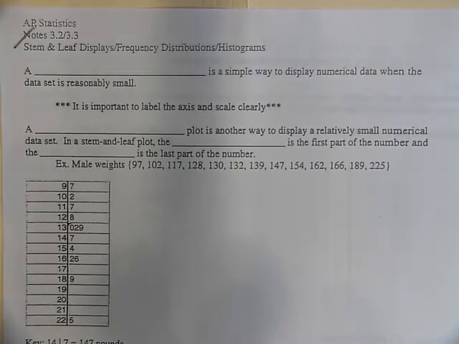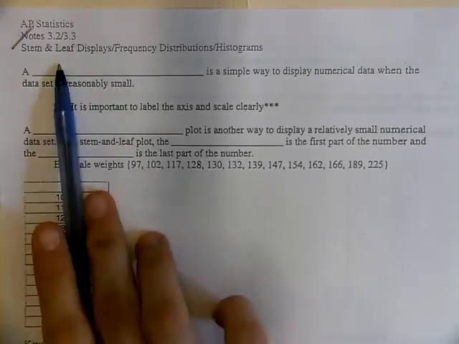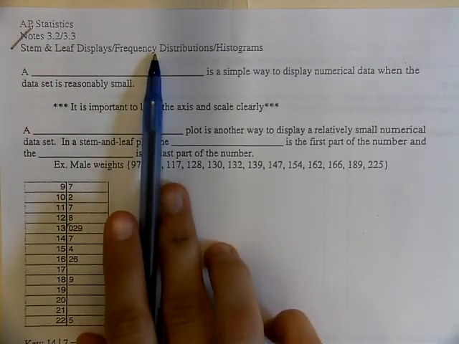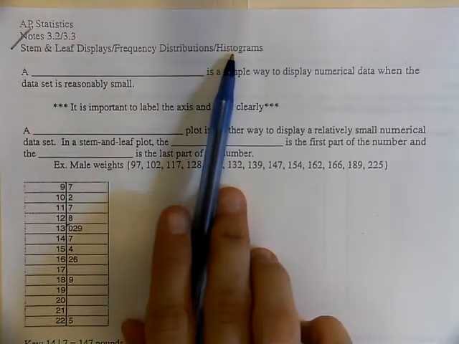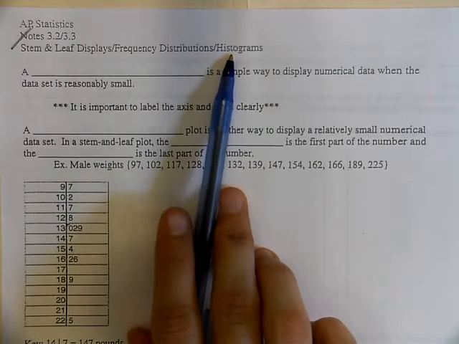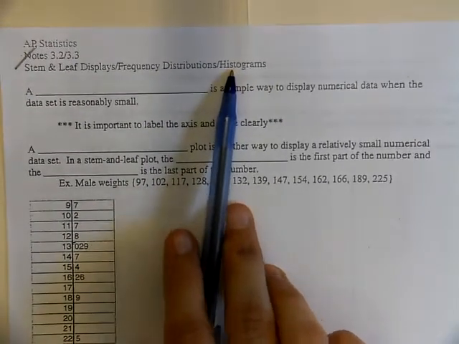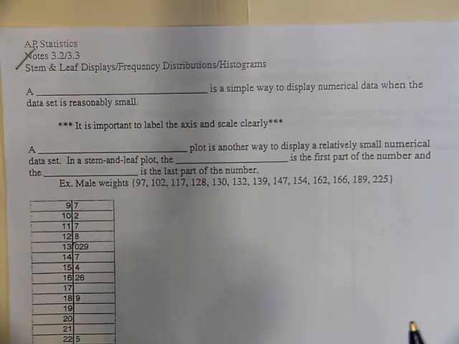Okay, so we're kind of combining a little bit. We're going to look at stem and leaf plots. We're going to look at frequency distributions, which we sort of talked about yesterday. And then we're going to look at histograms, because there's a difference between bar charts, what we did yesterday, and histograms, which is what we're doing today.